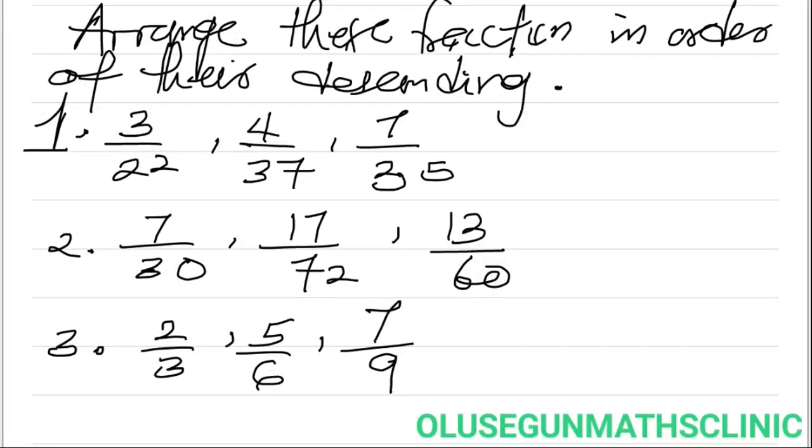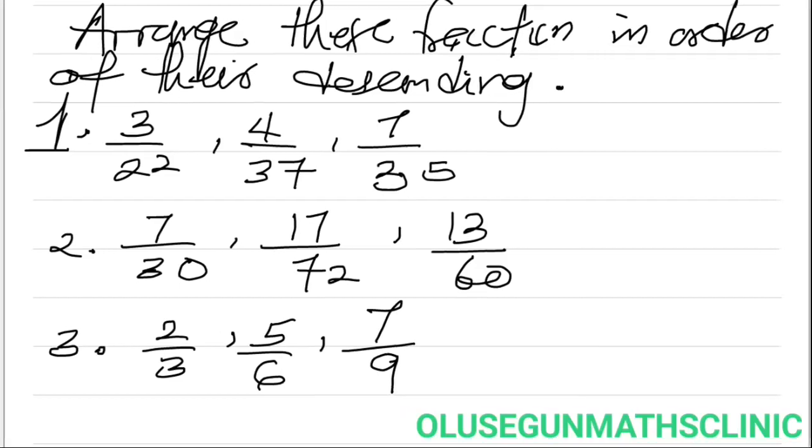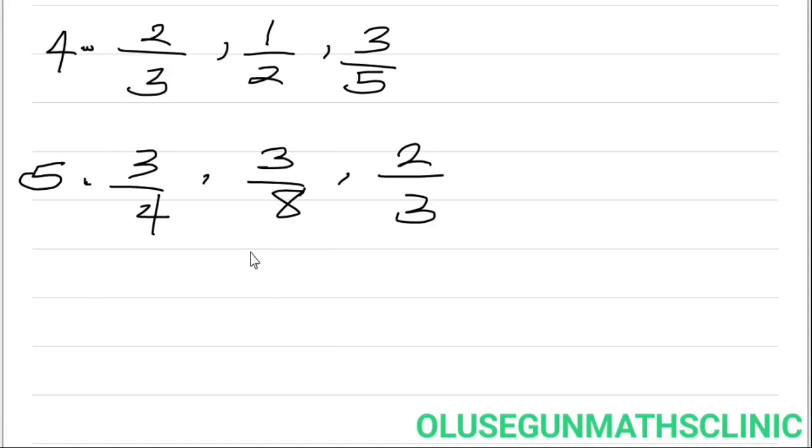Number 1, 3 over 22, 4 over 37, and 7 over 35. Arrange it in descending order. Number 2, 7 over 30, 17 over 72, 13 over 60. Number 3, 2 over 3, 15 over 6, 7 over 9. Arrange them in descending order. Number 4, 2 over 3, 1 over 2, 3 over 5. Number 5, 3 over 4, 3 over 8, 2 over 3.